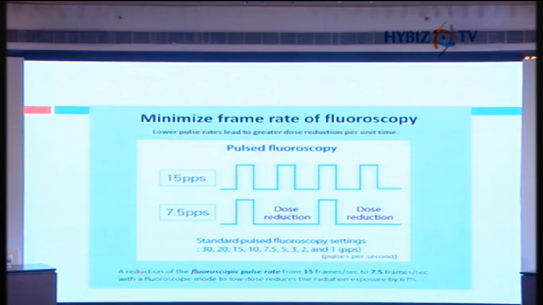And coming to the frame rate of fluoroscopy, usually we do fluoroscopy at 15 frames per second, but just by reducing the frame rate to 7.5, you can reduce the radiation dose by 67%. So most of the time we should be happy with fluoro. We should always balance image quality versus radiation dose. Most of the time 7.5 frames per second should be okay.